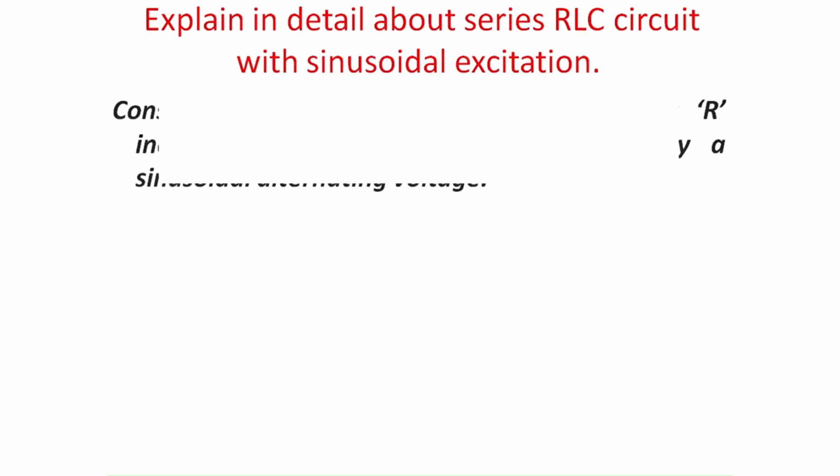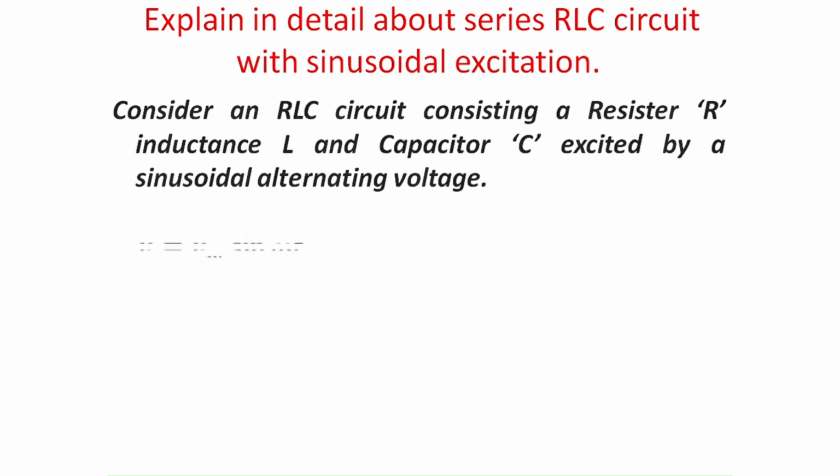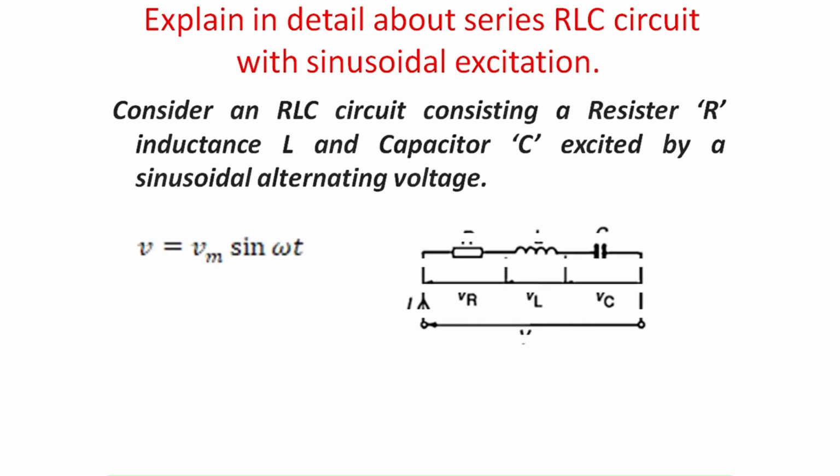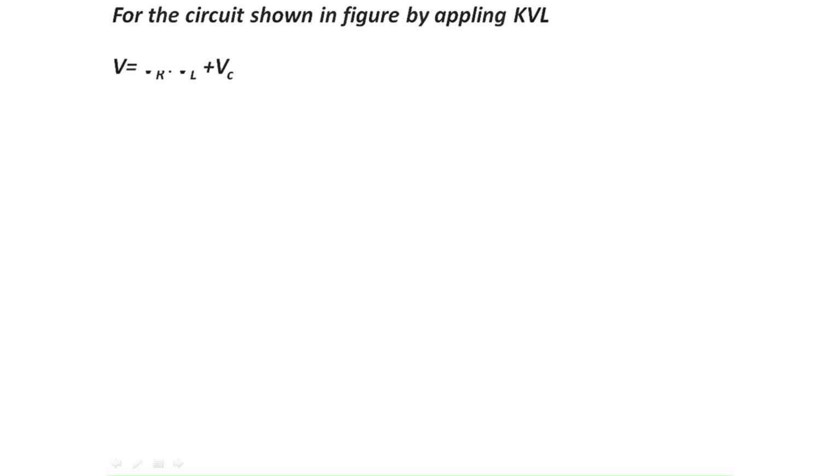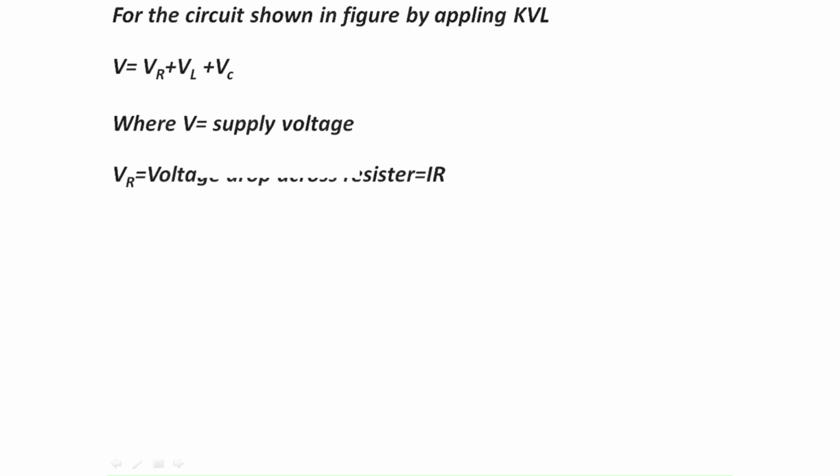AC through series RLC circuit. Consider an RLC series circuit consisting of resistor R in series with inductance L and capacitance C, connected to an alternating supply voltage of V equals Vm sin omega t. The capacitance is in farads, whereas inductance is in henries and resistance is in ohms, as shown in figure.